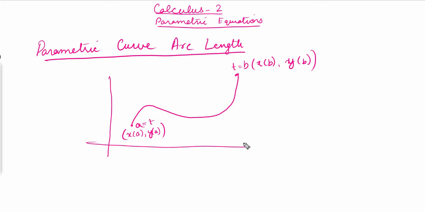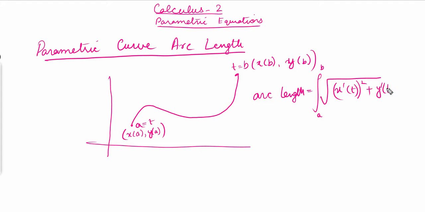So the formula in order to work out the arc length, I'll write it over here. So arc length will be equal to the integral sign from a to b, square root of the derivative of x of t whole square plus the derivative of y of t whole square, and we'll put it underneath the square root sign. So we'll integrate it from a to b, and we'll get the arc length from point a to b.